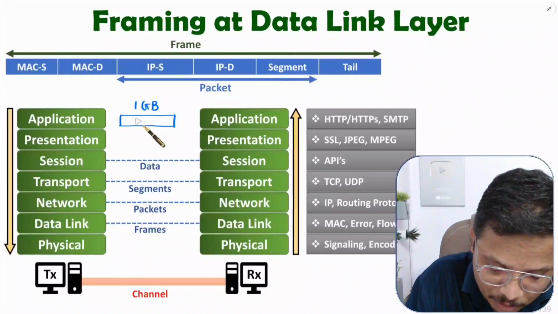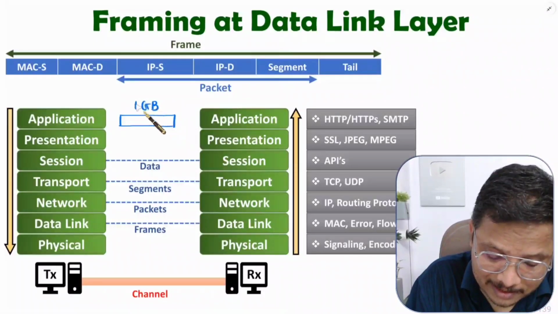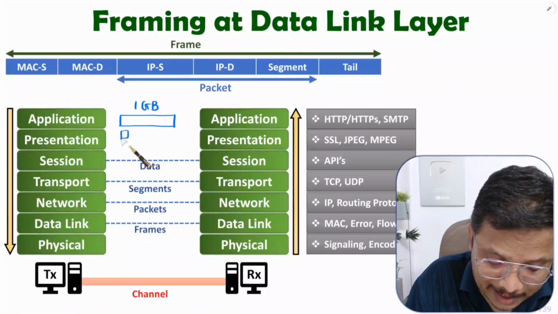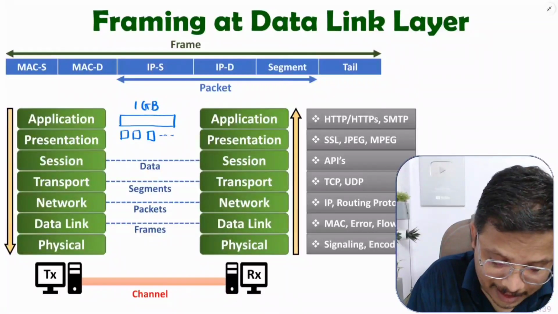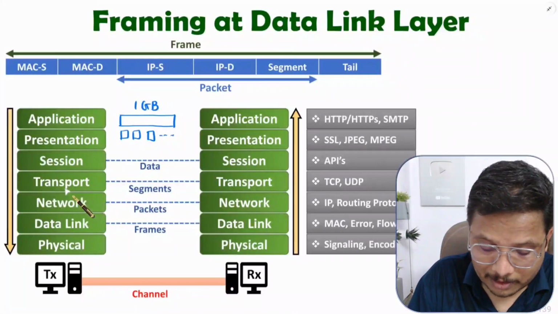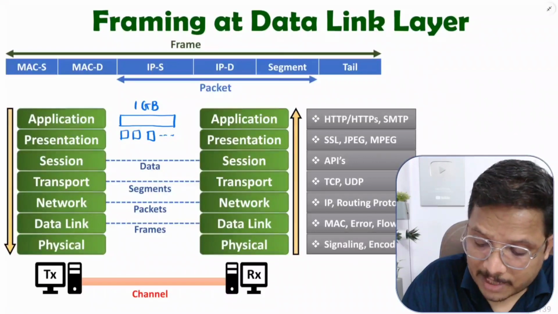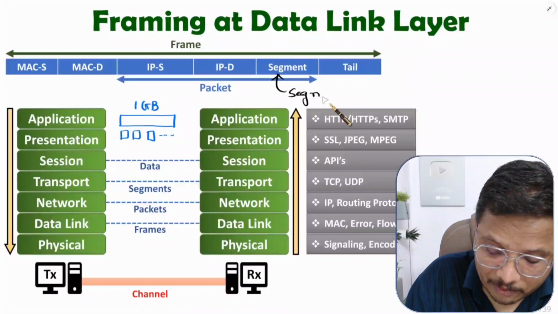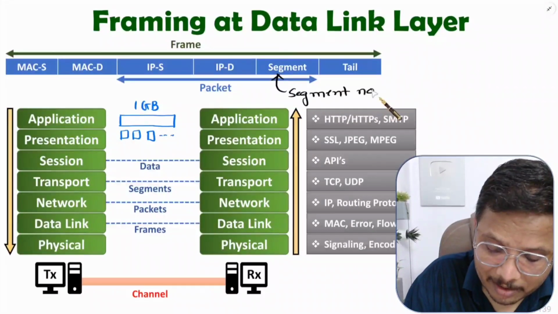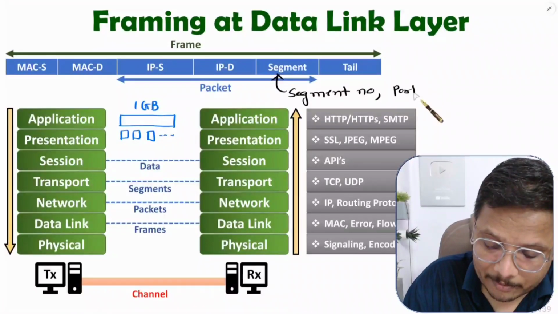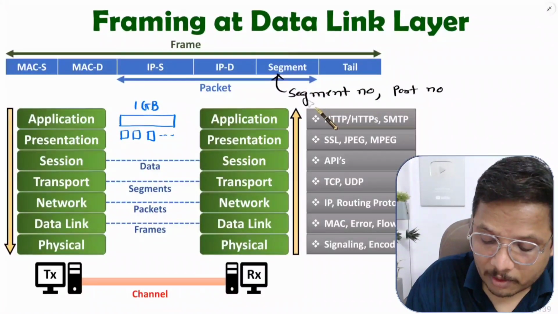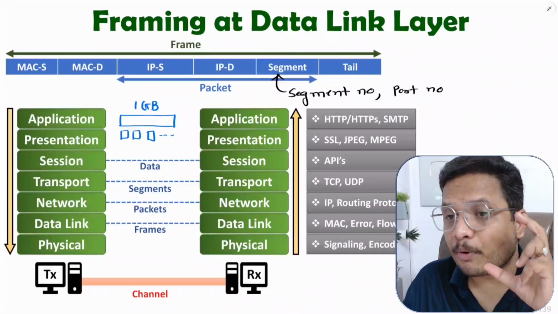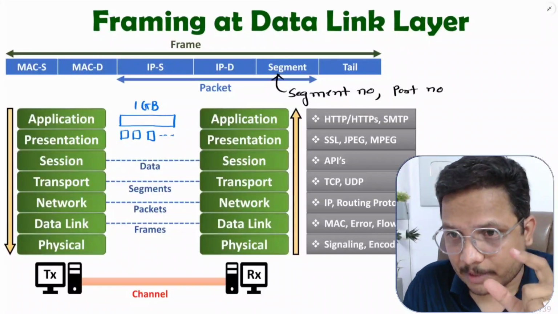So first of all, we need to bisect this large data into segments, and that happens at the transport layer. In segments, we give some basic information, like the segment number and the port number. The segment number is a sequence number, but the port number tells you which process is happening.